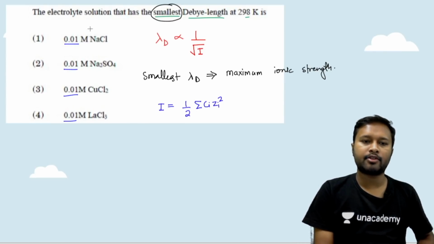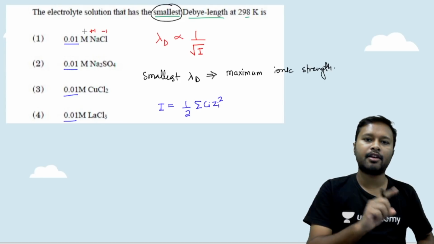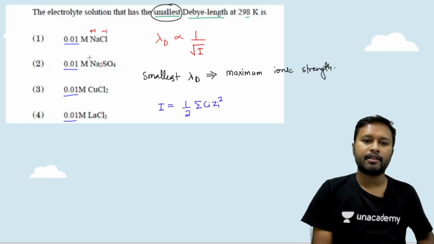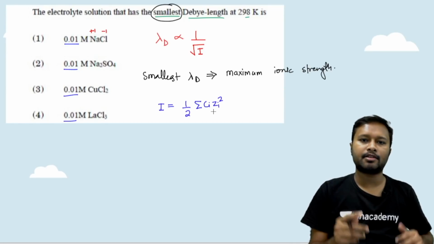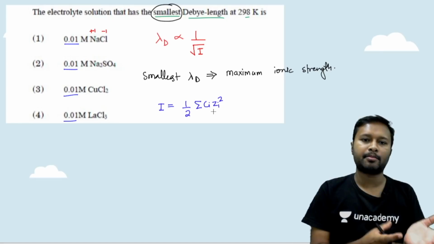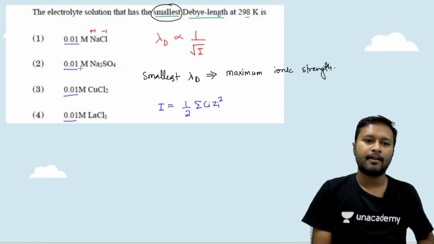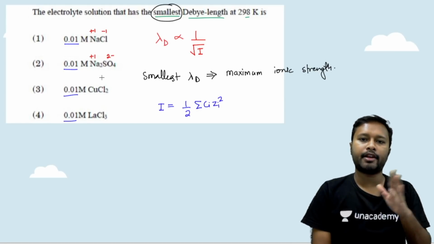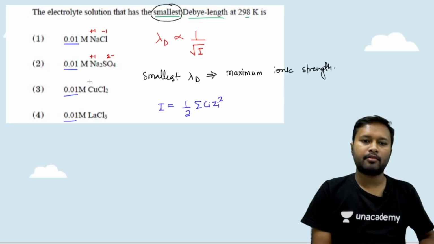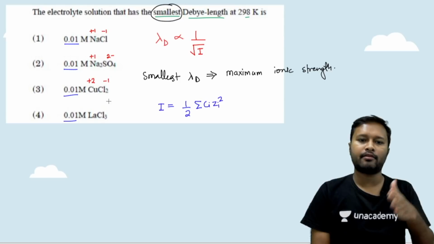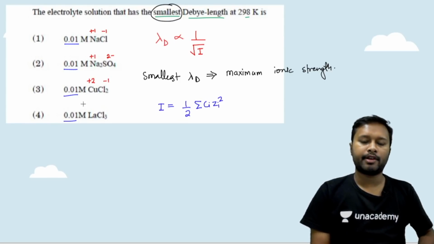For the first option, Na is +1 and chlorine is -1, so the charges here are 1 and 1. Because the charge is going to get squared, the plus and minus does not matter over here. In the second option, sodium has +1 charge and sulfate has 2 minus charge, so the charges are 1 and 2. In the third one, copper is in +2 charge and chloride is in -1 charge, so again the charges are 2 and 1. So for the second and third options, the ionic strength will be quite equivalent.